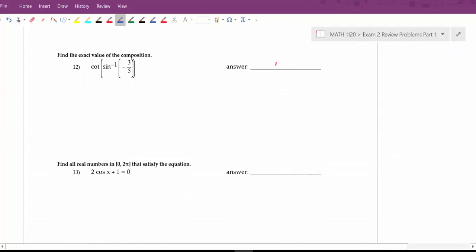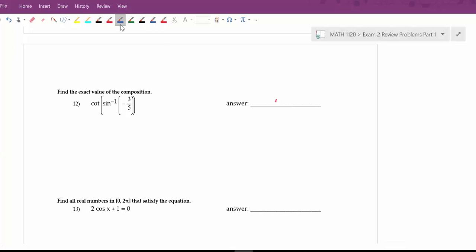Next page, let's see what we've got going on in this problem. The first thing I'm going to look at is inside the parentheses, and there's a couple of things that this tells us. The first thing it tells us is if we're doing an inverse sine, y is going to be the numerator and r is going to be the denominator. So we need to figure out what x, y, and r are in this problem to solve it. We know that y is -3, and we know that r is 5.